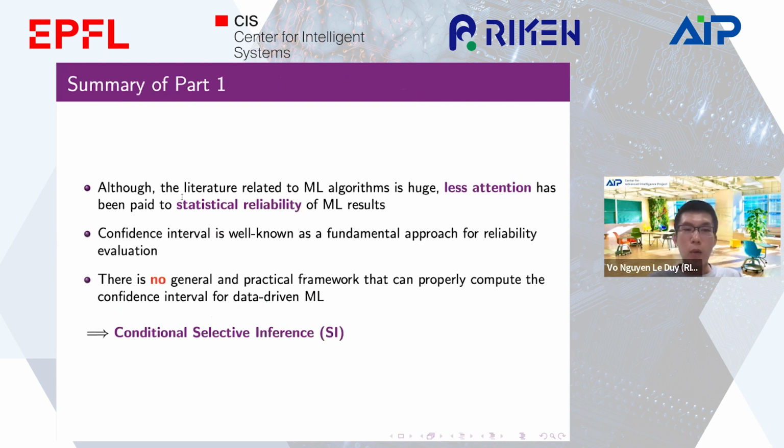So this is the summary of part one. Although the literature related to machine learning algorithms is huge, less attention has been paid to the statistical reliability of the machine learning result. Confidence interval is well known as a fundamental approach for reliability evaluation. However, there is no general and practical framework that can properly compute the confidence interval for the data-driven machine learning result. So in the next part, I will present a new promising approach to compute the confidence interval for the data-driven machine learning, named conditional selective inference.